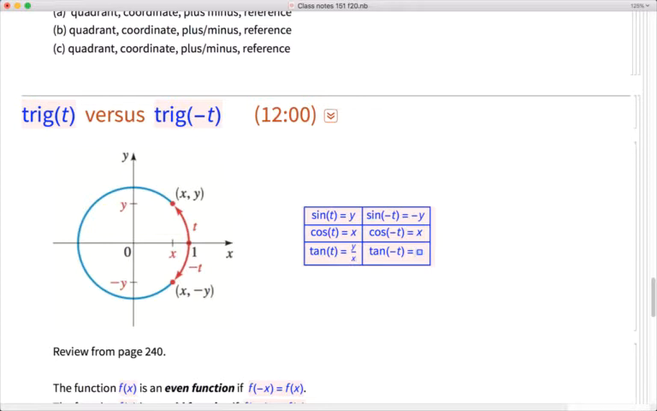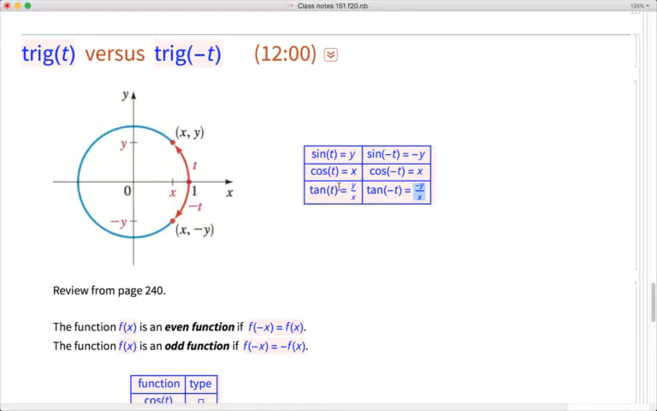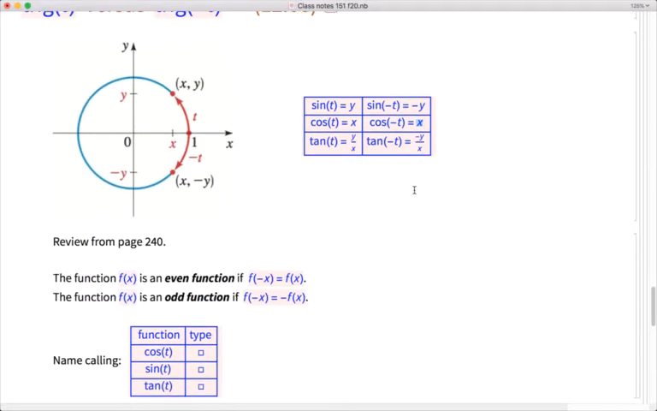Okay, so for tangent, we wind up at the point xy, so the tangent is y over x, and for tangent of negative t, our terminal point is negative y over x, and so tangent of negative t has this formula. Okay, so what we see is that sine of t and sine of minus t are opposites. Cosine of t and cosine of minus t are the same, and tangent of t and tangent of minus t are opposites as well.